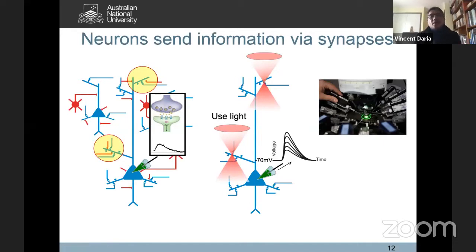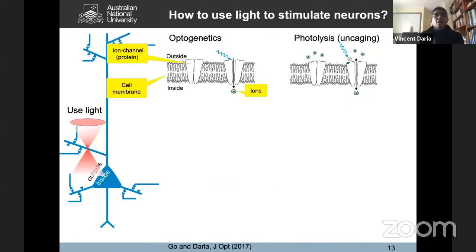Okay, so light can actually stimulate neurons, and there are many ways to do that. The basic principle of using light to stimulate neurons has been a revolution in neuroscience at the moment. It's what we call optogenetics, where they try to encode light-sensitive proteins inside the neuron, and when the protein absorbs light, it opens up and allows ions to go in, and it changes the potential again. So you can see that as a change in the neuron's potential.